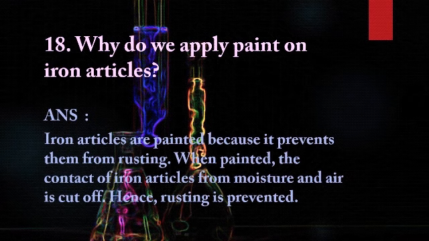When left unpainted, the metal surface comes in contact with the atmospheric oxygen and in the presence of moisture, it forms iron 3 oxide. But if painted, the surface does not come in contact with moisture and air, thus preventing rusting.